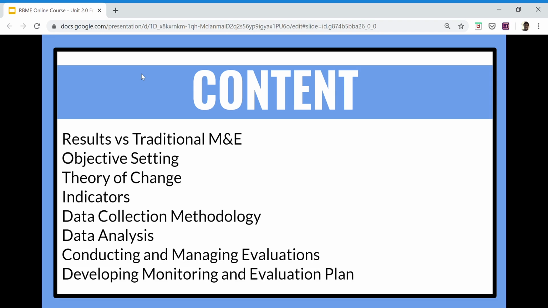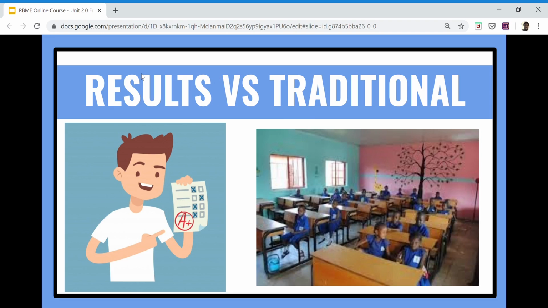In this unit, which is necessarily a small unit, we will go back to what we've been doing: results versus traditional M&E, objective setting, theory of change, indicators, data collection, methodologies, data analysis, conducting and managing evaluation, then developing a monitoring and evaluation plan. I'm going to quickly connect all this together and see how this flows for us. This will not necessarily be a long session, but just to summarize and make us understand some of the tasks that have been assigned to us.